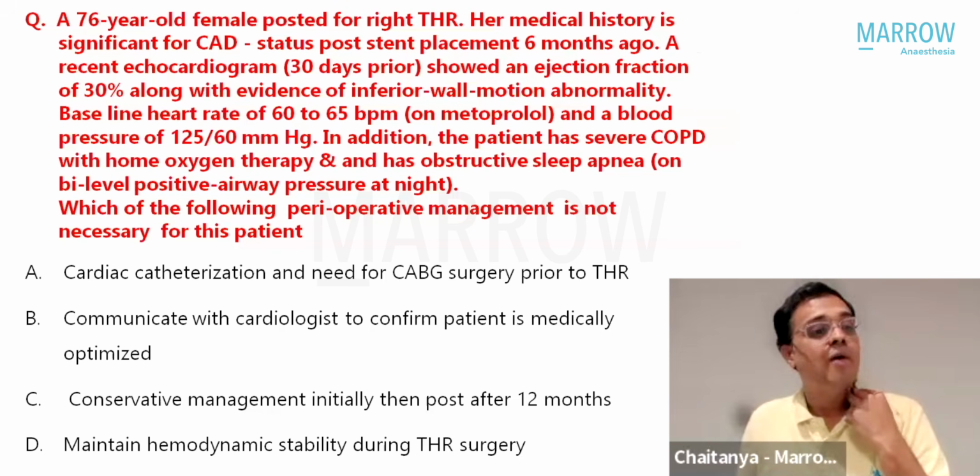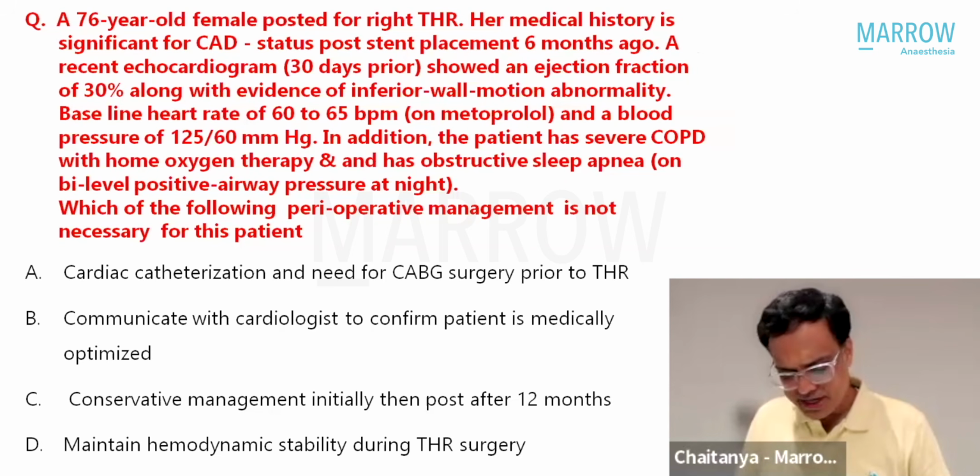So the final answer is option A. Option A: don't go for cardiac catheterization and CABG prior to THR, because she has already undergone stenting.